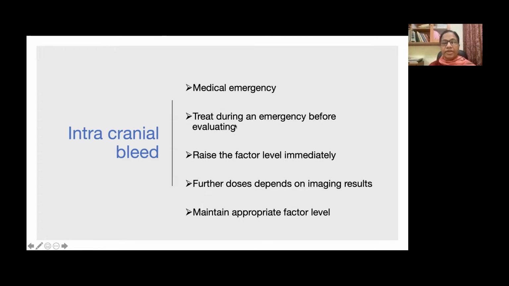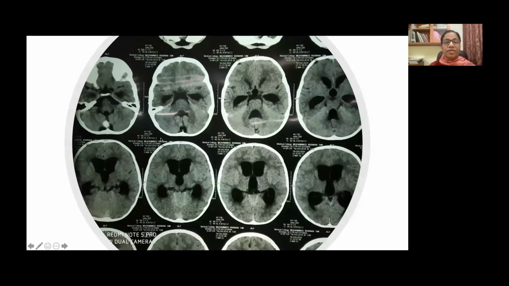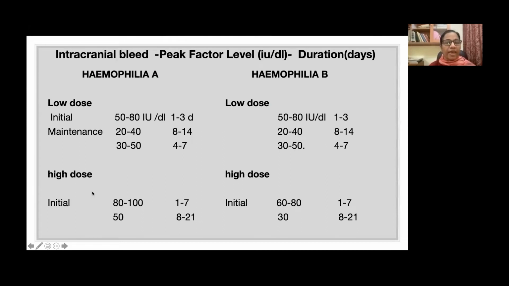Treat during an emergency, before evaluating, and raise the factor level immediately, and give further doses depending upon imaging results. Maintenance of appropriate factor level is very important in IC bleeds, because at any time features of raised ICT can occur and the child may worsen. So it is very important to keep the child monitored. This is a worse case of bleed. The child had presented with IC bleed with hydrocephalus. You can see the posterior fossa bleed. So we have to have proper management.